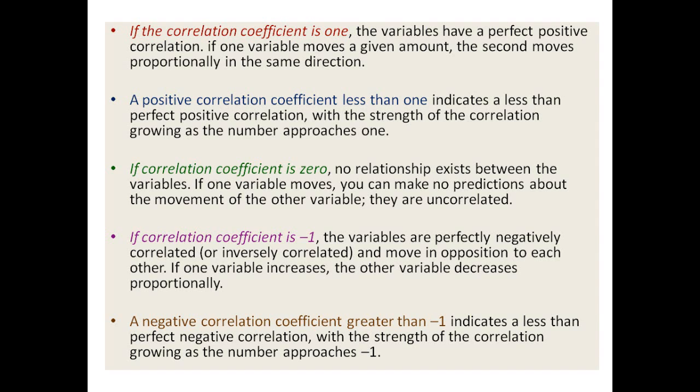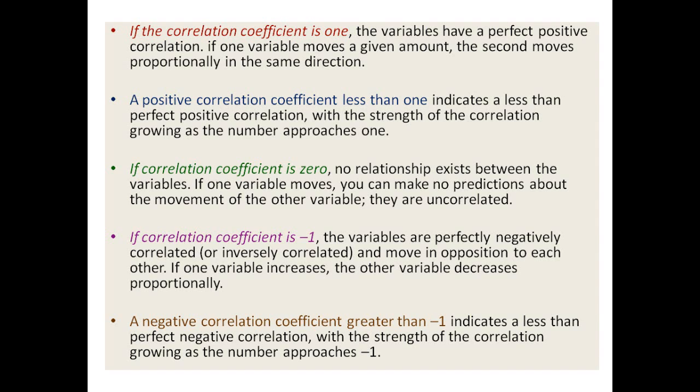On the other hand, if the correlation coefficient is 0, no relationship exists between the variables. If one variable moves, you can make no predictions about the movement of the other variable as they are uncorrelated.